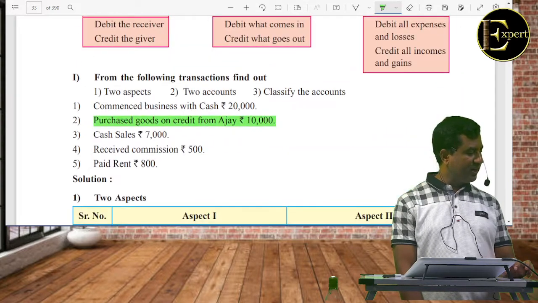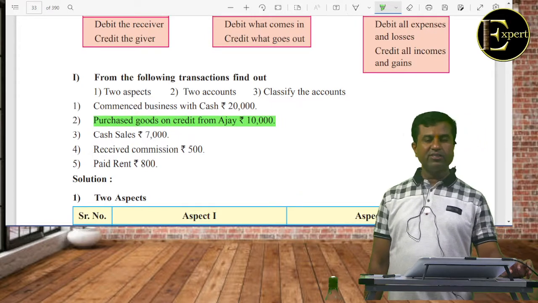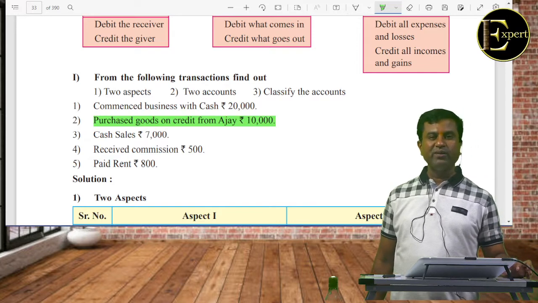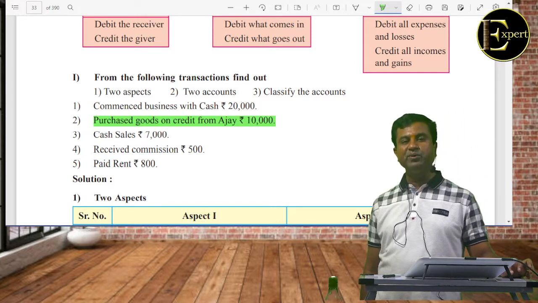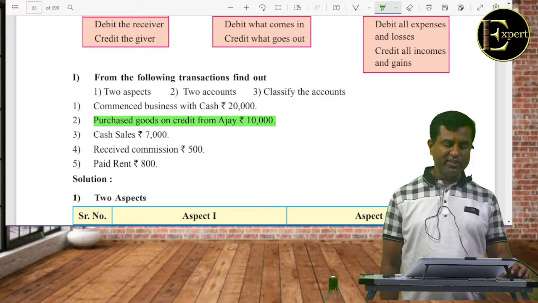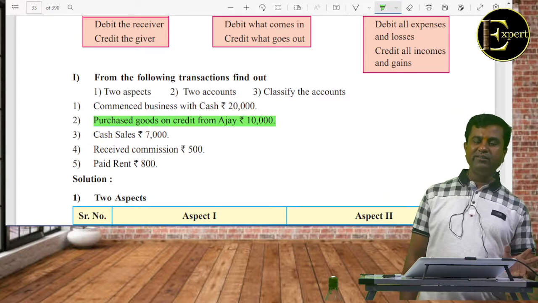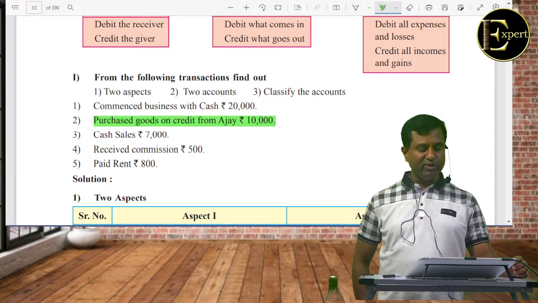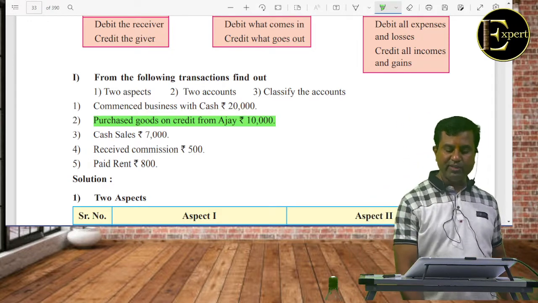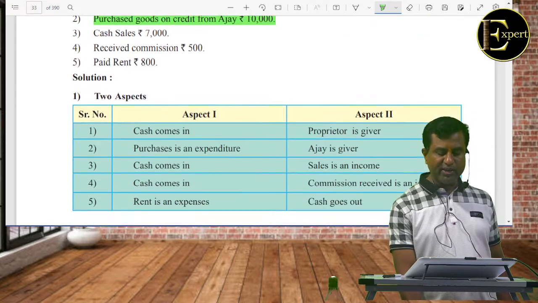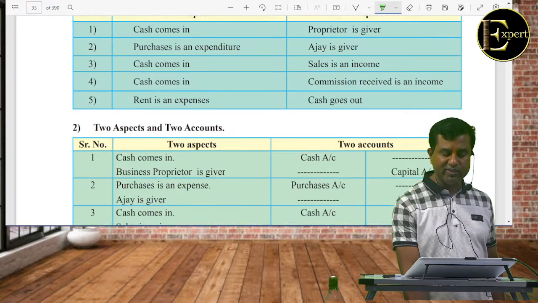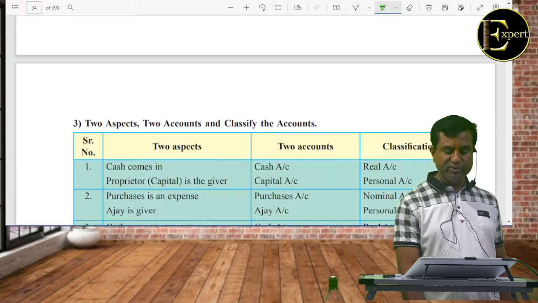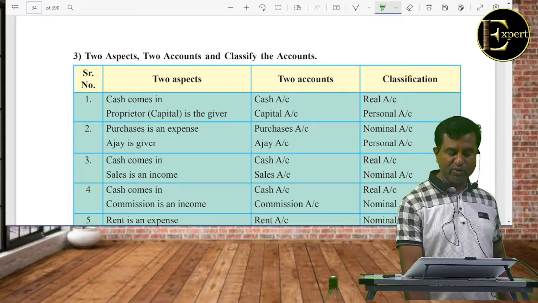Do remember students, while identifying or analyzing these transactions, what is mostly needed is that you do the aspects bifurcation in terms of real, nominal and personal account. Then only the task becomes easy. कि debit the receiver, credit the giver, debit what comes in the business, credit what goes out of the business, and debit all expenses and losses of the business, and credit all incomes and gains of the business. If you do this aspect bifurcation, then the bifurcation in terms of accounts, and finally what is to be debited and what is to be credited, then things become quite easy.